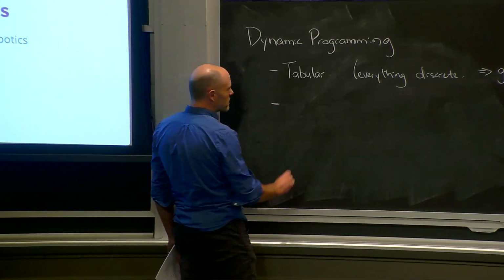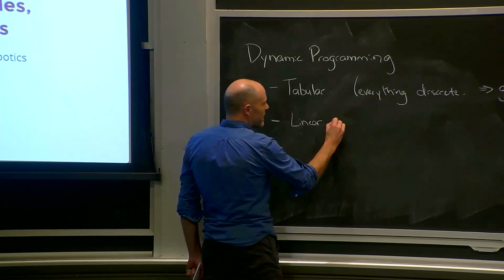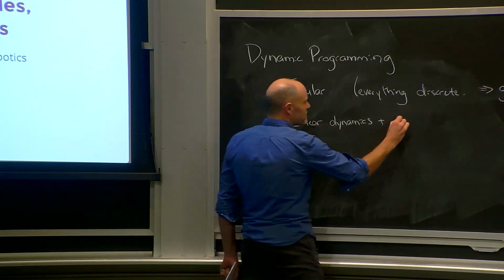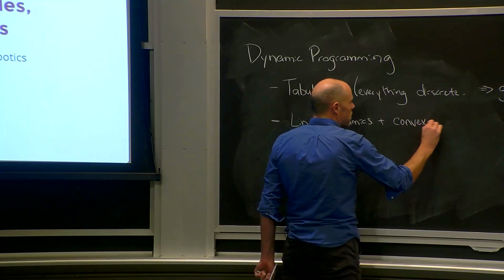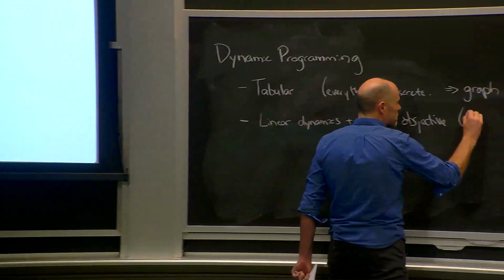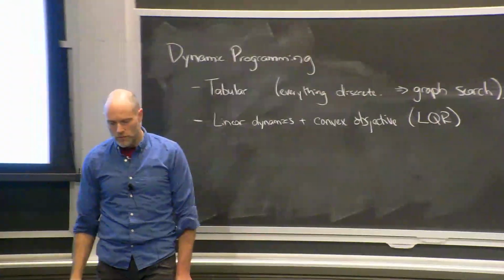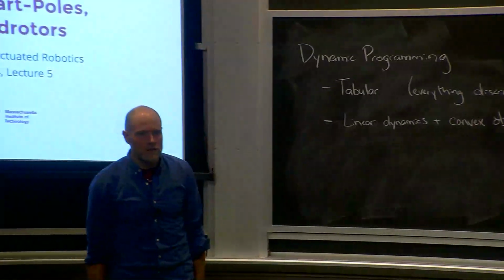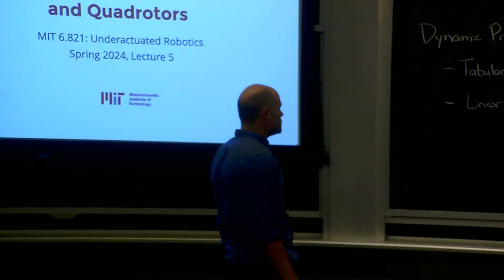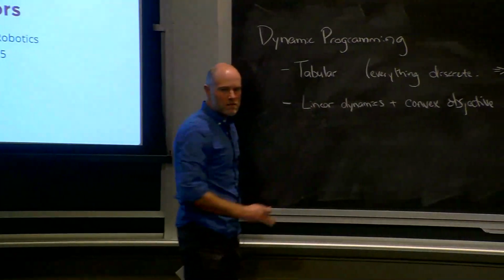The other one that we talked about that we understand very well, I'll call it linear dynamics plus convex objective, where the LQR was the headliner. That's the only one we really talked about, but more generally, there's a lot of things that you can do with a linear system. And so this is a very different set of systems.